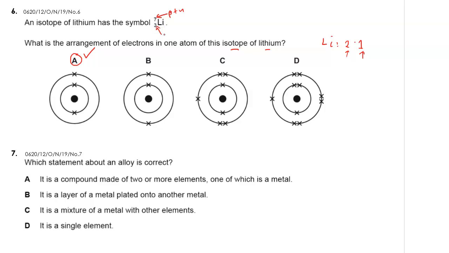This one is protons, and protons are usually equal to electrons in a neutral atom. Likewise, D is not correct, so the right answer there is A.